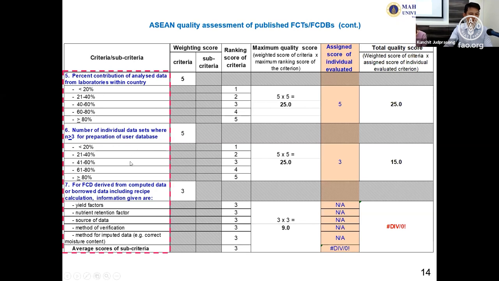And again, the more individual data sets, which means more quality, the more they will get the maximum score of 5. And number 7 is for the food composition database derived from the compiled data or borrowed data, which consists of several sub-criteria here, so they also have to fill in each sub-criterion.